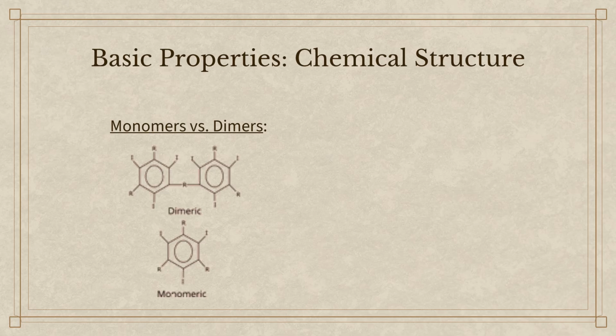Dimers, on the other hand, have two connected benzene rings. Dimers generally have lower osmolality. Osmolality is nothing more than the concentration of dissolved particles of the contrast agent. Dimers allow high iodine content while maintaining lower osmolality.